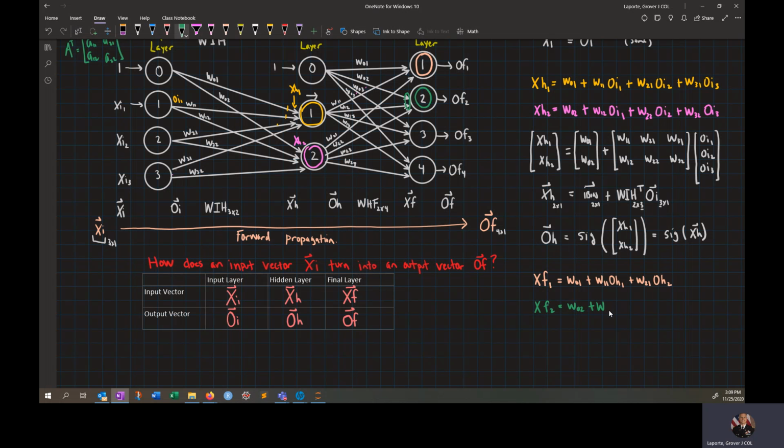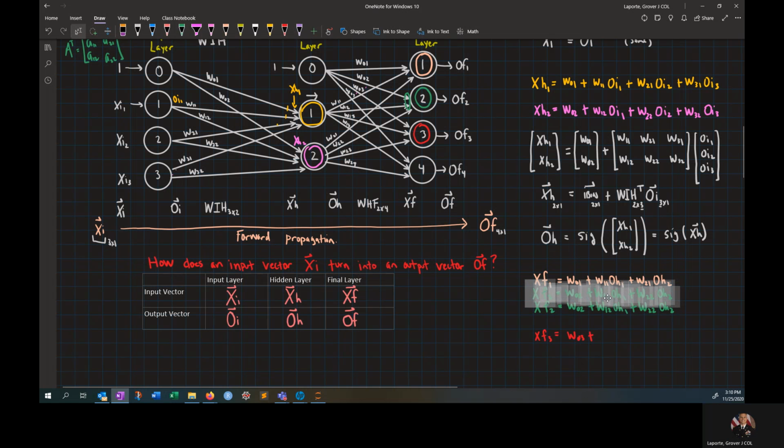plus W12, make sure that's right, W12, so 1 to 2, OH1 plus 2 to OH2. And then this one, XF3 equals WO3 plus, I probably should have put those together. Matter of fact, let me do that. Let's put them right up underneath each other. I'm going to run out of space if I don't.